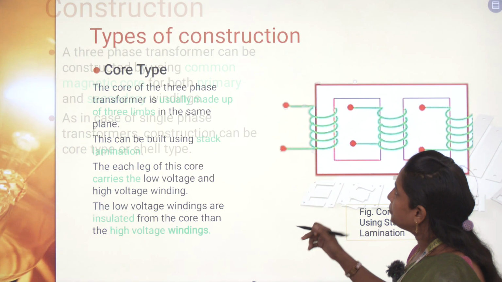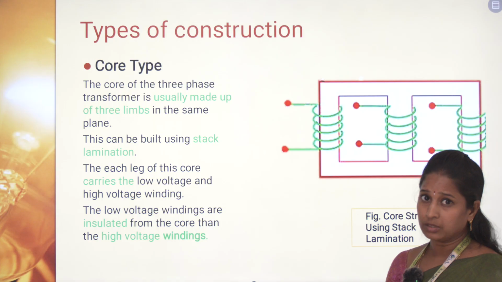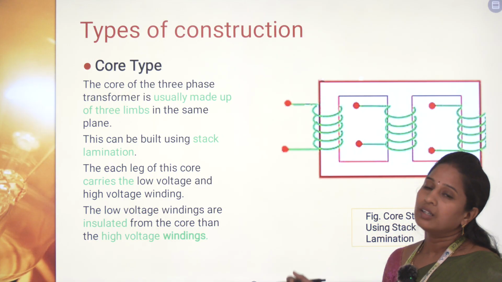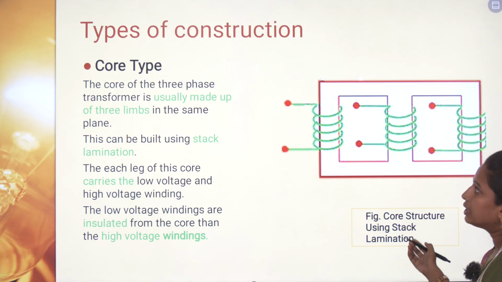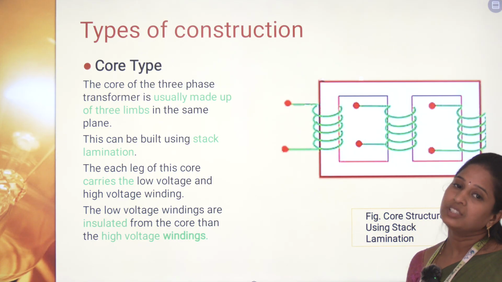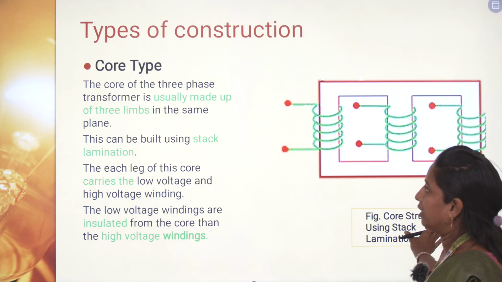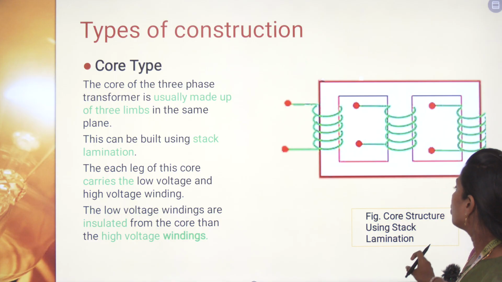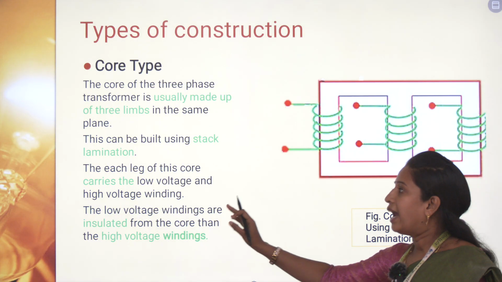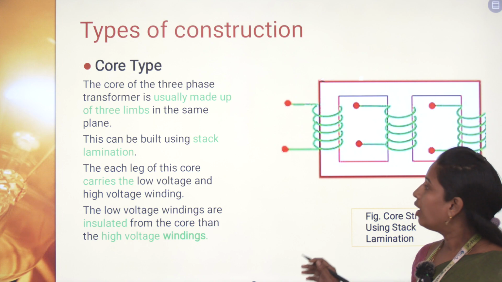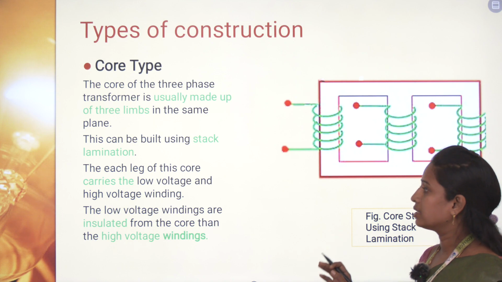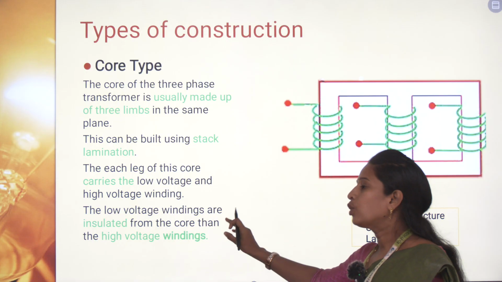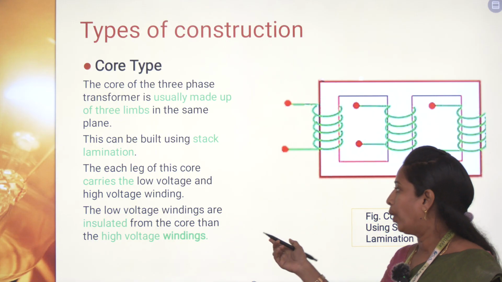In the types of construction of a three-phase transformer, the core type is shown in the figure. It is usually made up of three limbs in the same plane, and it can be built using stacked laminations. Each leg of this core carries both low voltage and high voltage windings. The low voltage windings are insulated from the core, then the high voltage windings.